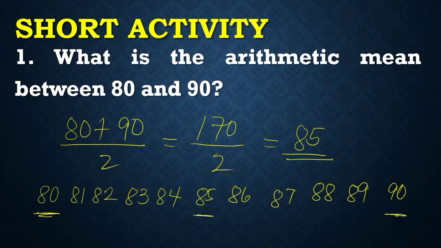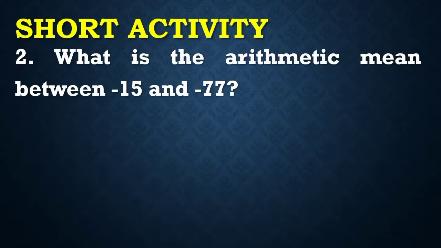So, ilan ang numbers o ilan ang terms sa pagitan ng 80 and 85? Meron tayong 4. Sa pagitan ng 85 sa 90, 4. So, kitang-kita naman talaga na ang arithmetic mean ng 80 tsaka 90 ay 85. So, let's have number 2. What is the arithmetic mean between negative 15 and negative 77? Same process pa rin naman ang gagamitin natin. So, we add negative 15 and negative 77 and then yung sum nun, i-divide natin by 2.